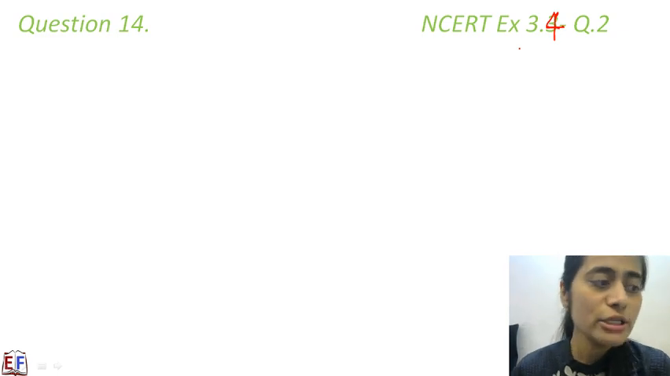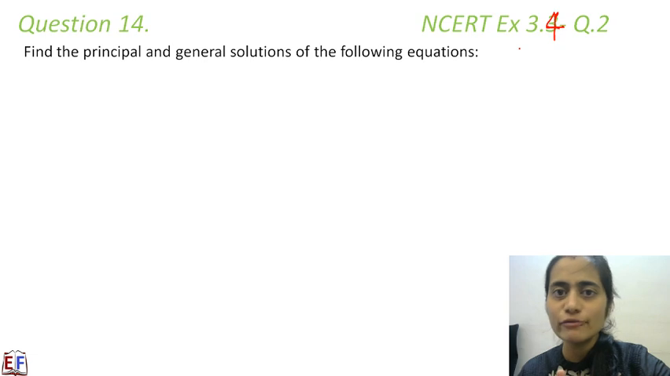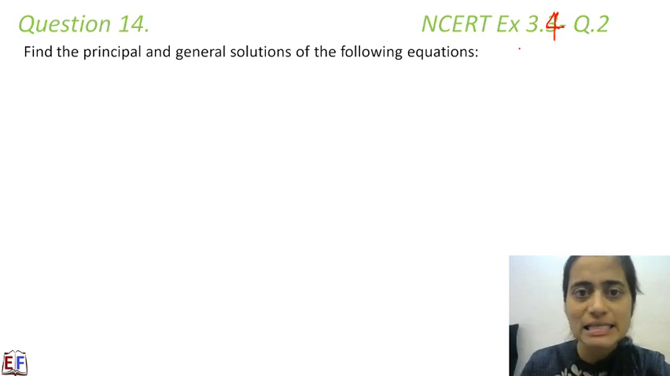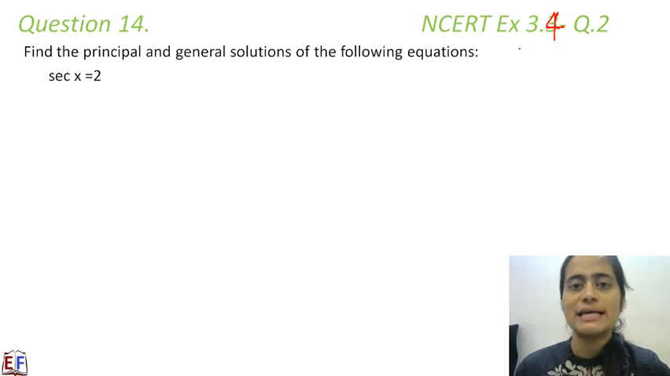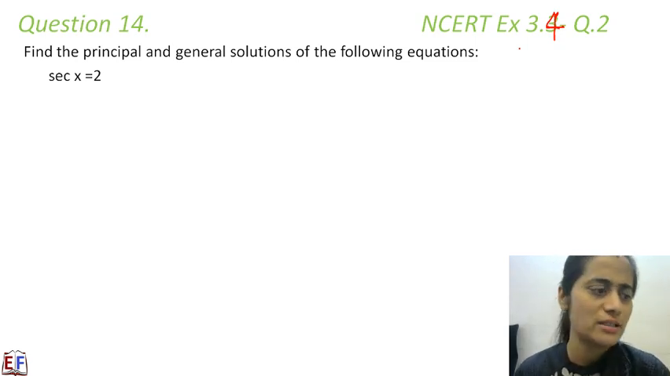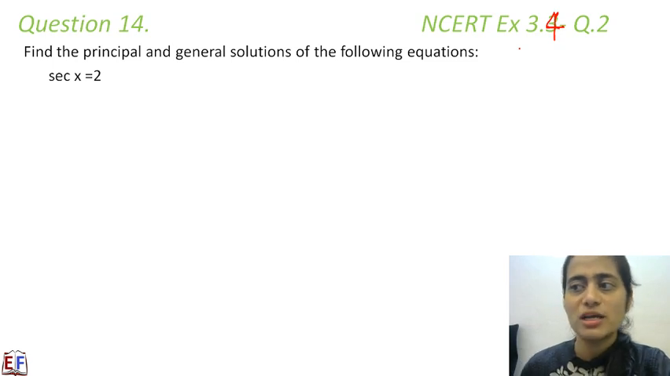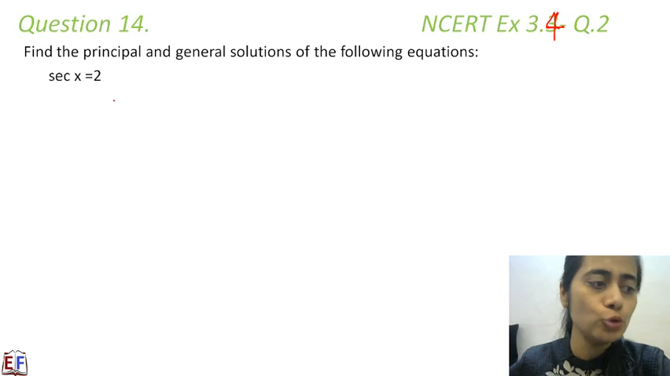Okay, great. So let's look at question number 14. Again, in exercise 3.4, you just have two patterns of questions because this exercise is more about trigonometric identities. So one pattern of questions is where you have to find out the principal and general solutions. The other pattern is where you need to find out only the general solution. So let's look at the first pattern. Find the principal and general solutions of the following equation. Sec x is equal to 2.